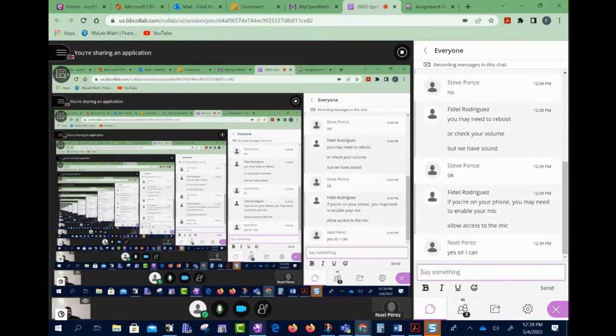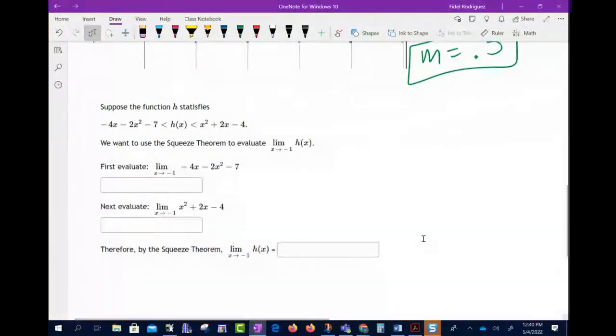Okie dokie. So look, let's talk a little bit about the squeeze theorem. So this is what the squeeze theorem says, y'all. It says, suppose the function h satisfies this inequality. So the squeeze theorem basically says that h is between these two expressions, right?